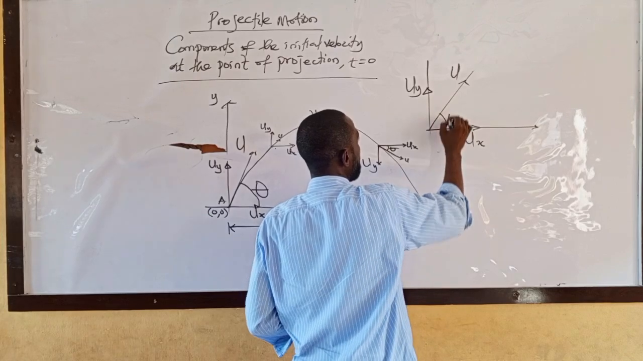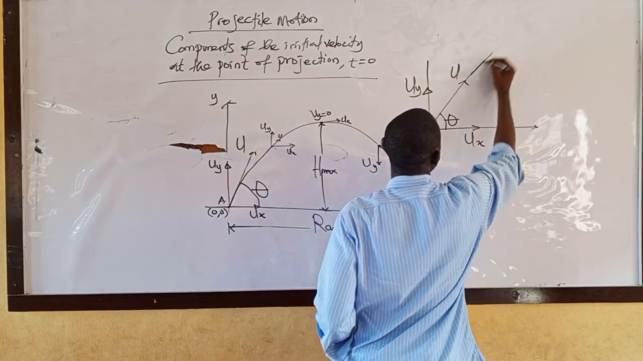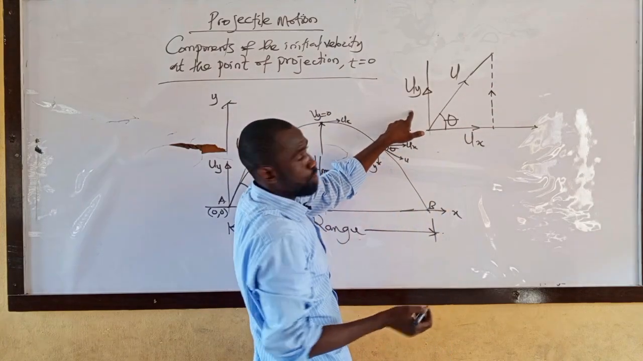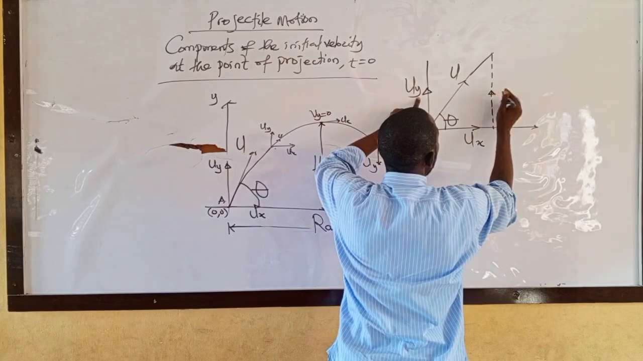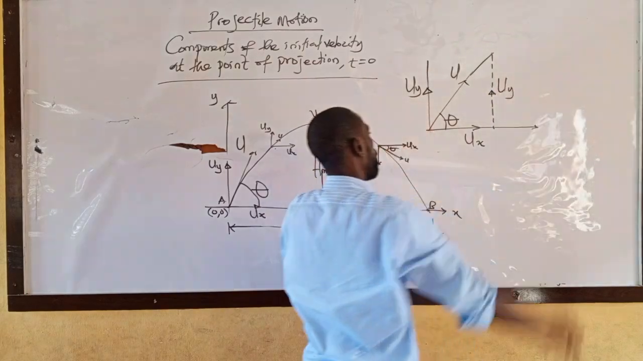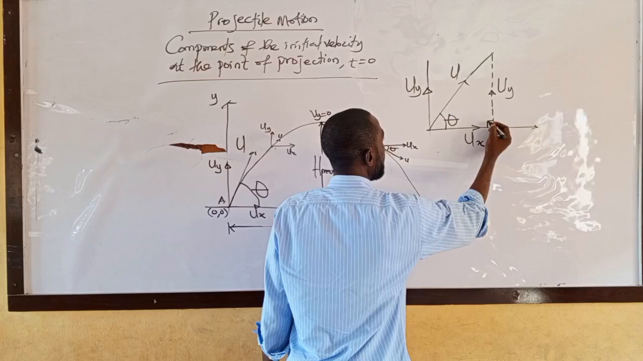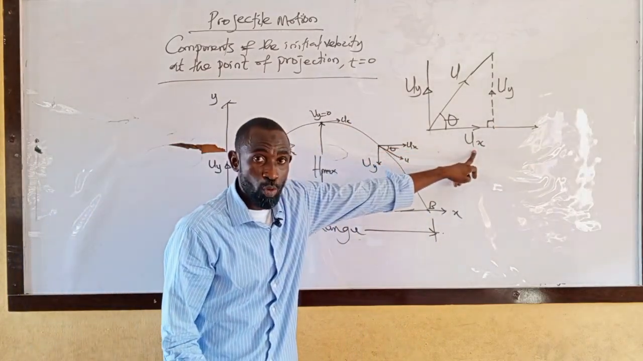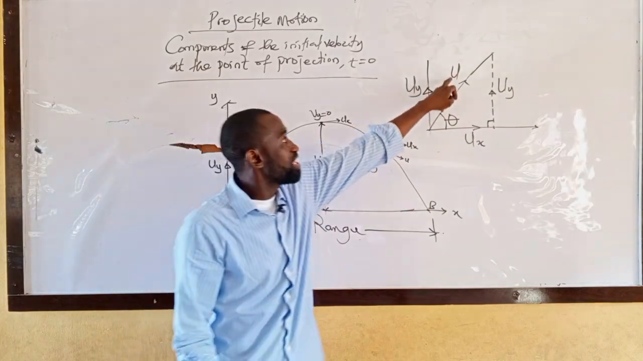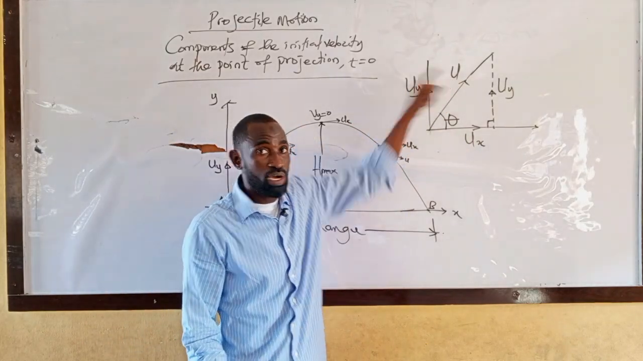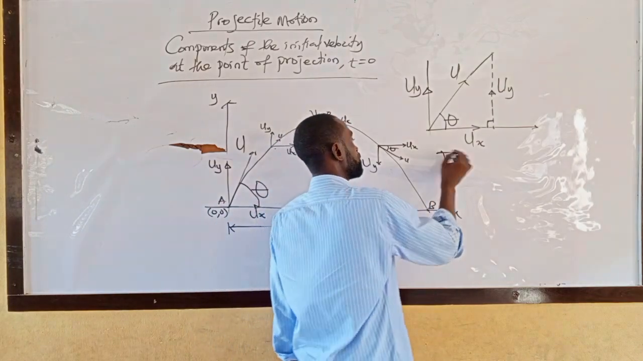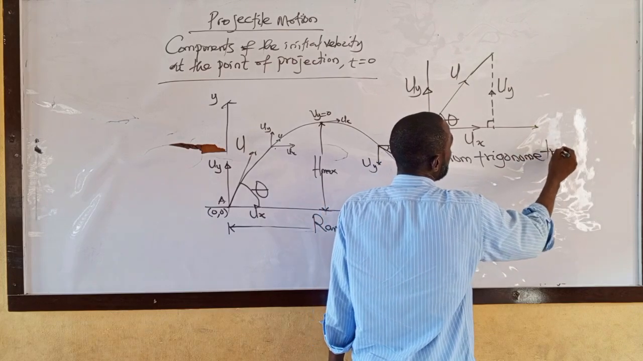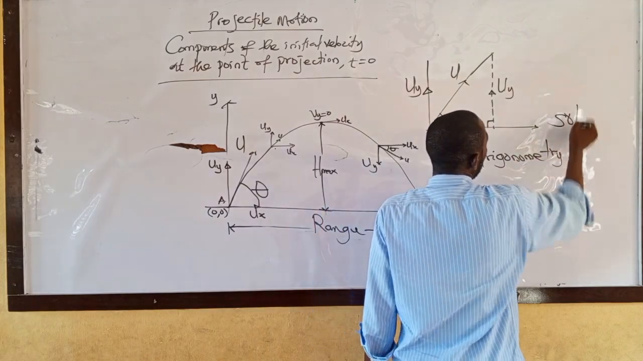So here we have our angle theta. If I bring this structure down like this, parallel lines are equal, so this one is u of y. So this becomes a right-angled triangle. We want to know the u of x component and u of y component of this u, the initial velocity. From trigonometry, we can use our SOHCAHTOA.